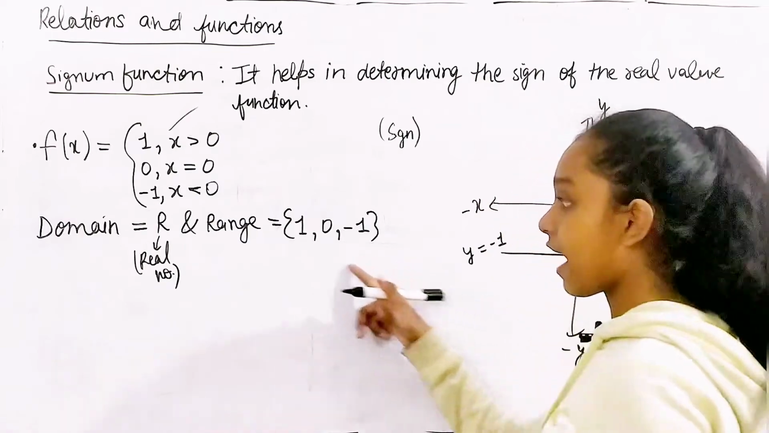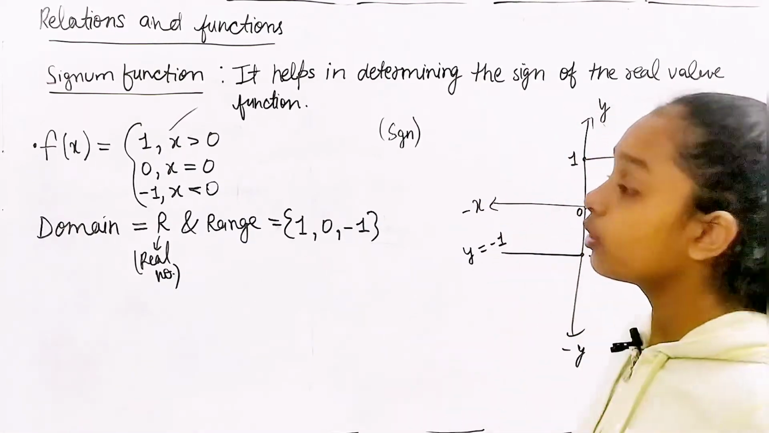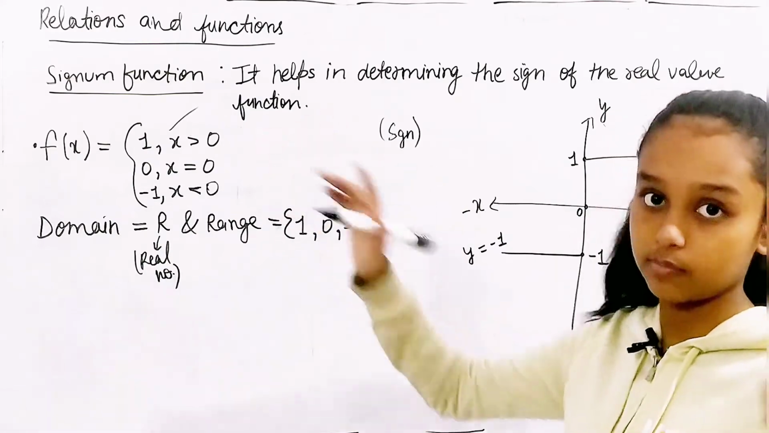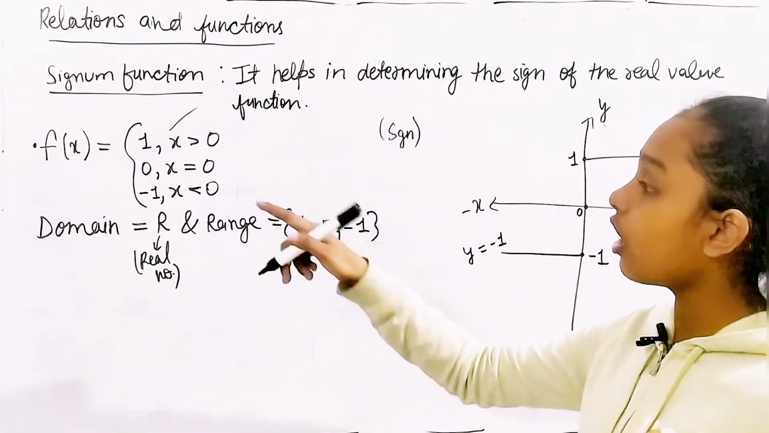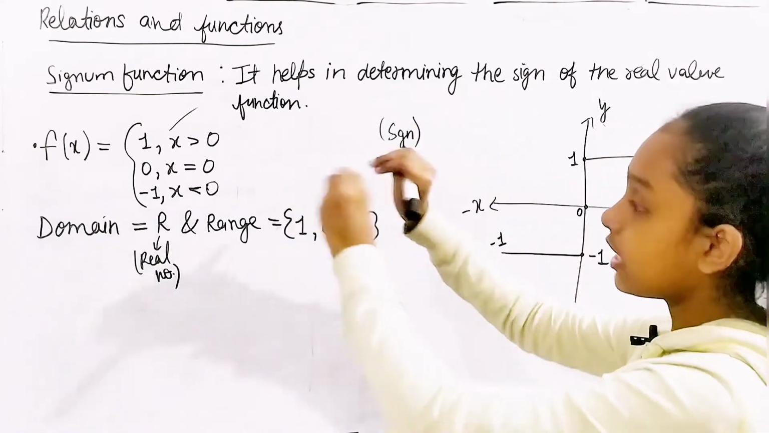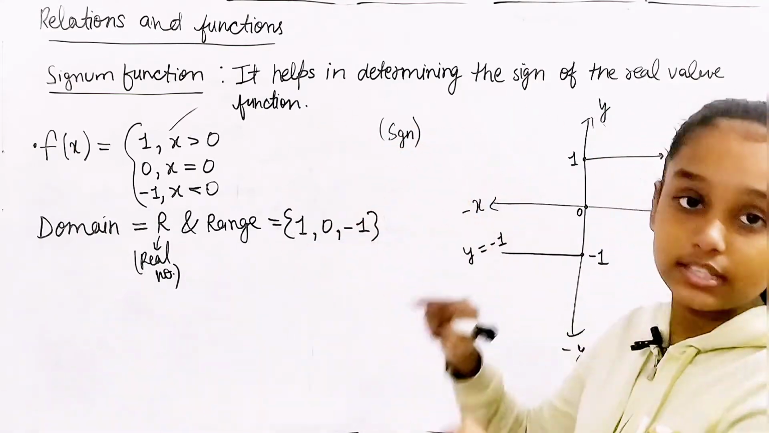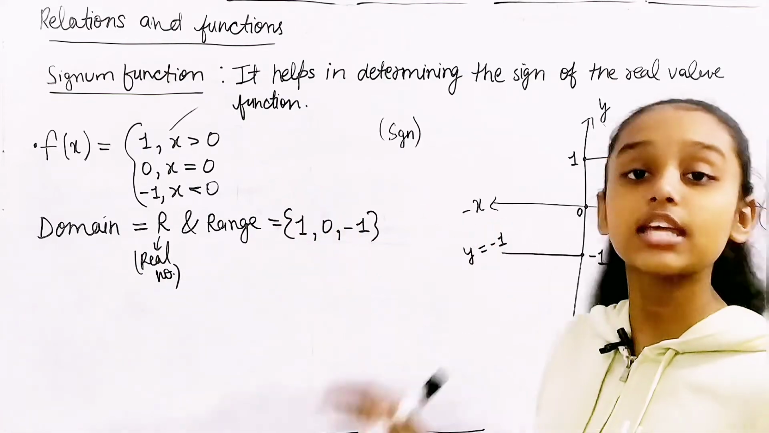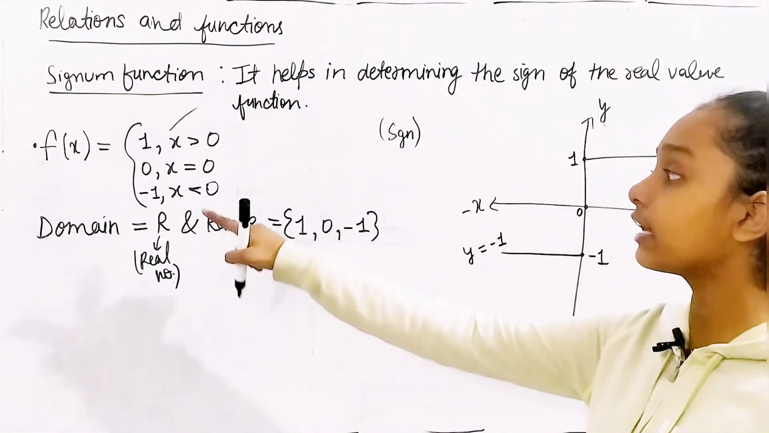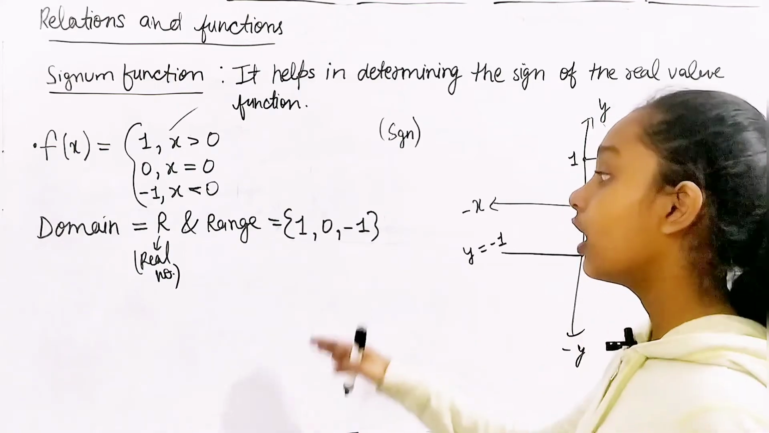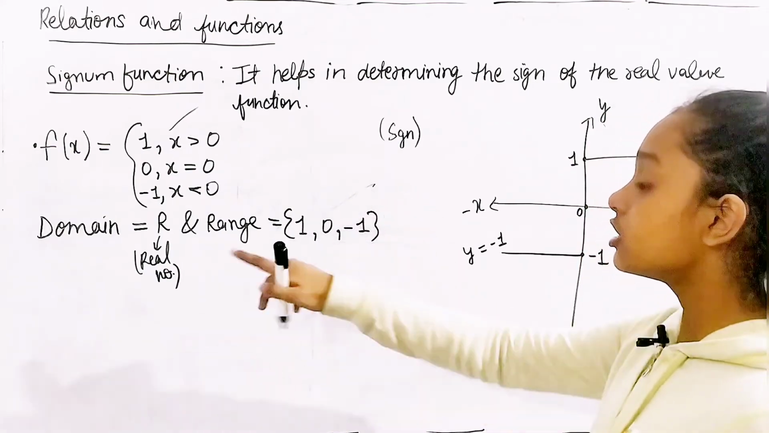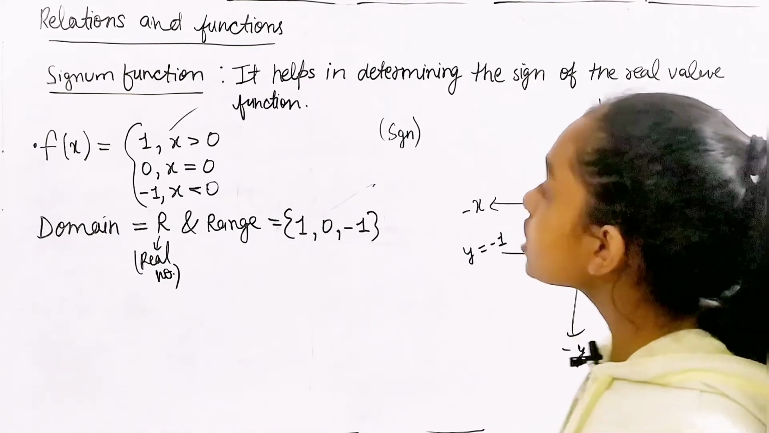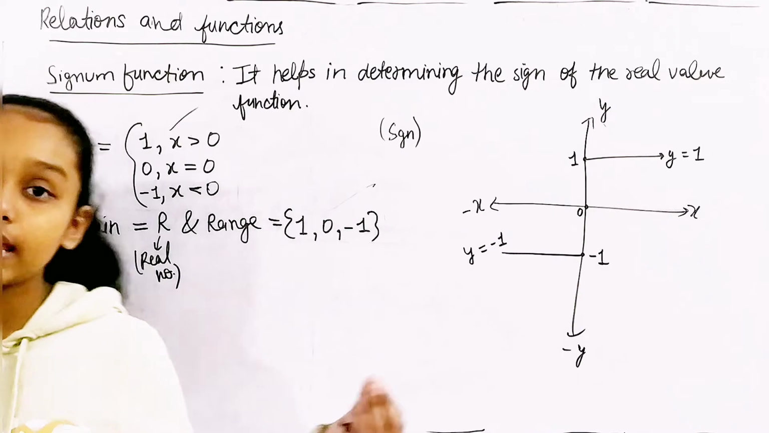So this is what we're going to have. If the value is positive 2, it's going to be positive 1. If x is greater than 0, then it's going to be 1. If x is equal to 0, then it's going to be 0. And if x is smaller than 0, then it's going to be -1, nothing else. The range is fixed. The domain can be any real number. So this is what we discussed in the Signum function.